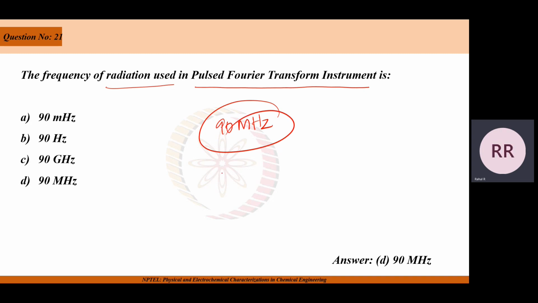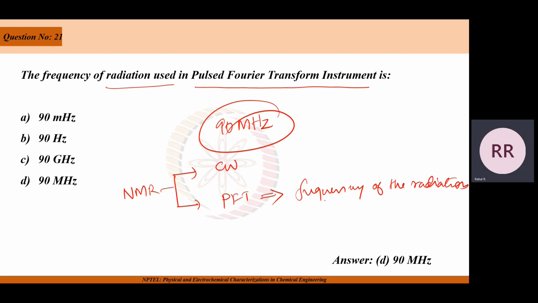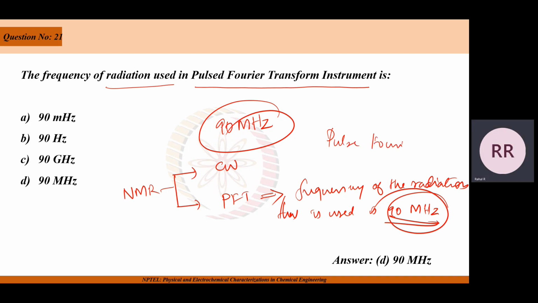As we mentioned earlier, NMR instruments are of two types. One is the CW type, another one is the pulse Fourier transform type. So in pulse Fourier transform, the frequency of the radiation that is used is 90 megahertz. This much frequency is used in a pulse Fourier transform instrument.